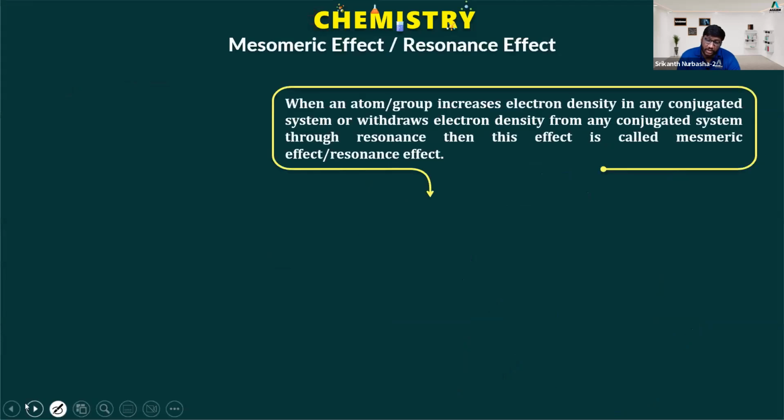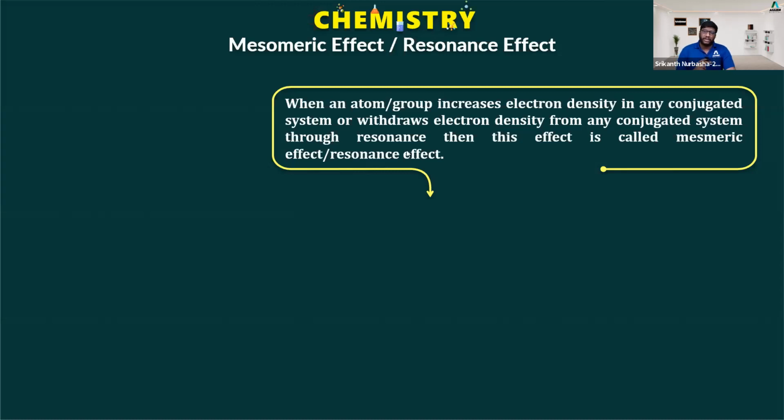So then comes the next concept known as mesomeric effect or resonance effect. When an atom or group increases electron density in any conjugate system or withdraws electron density from any conjugate system through resonance, then this is said to be mesomeric effect or resonance effect. Like the inductive effect we have seen, the plus I groups, electron donors, they increase the electron density. Minus I groups, they withdraw the electron density just due to electronegativity difference.